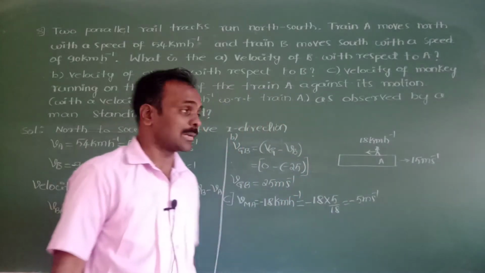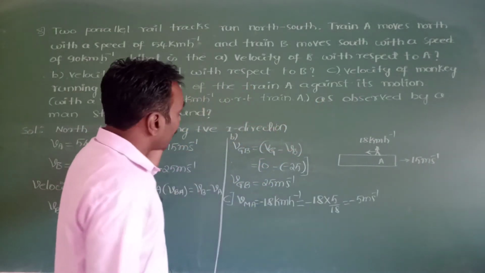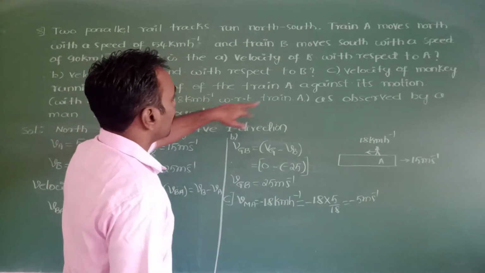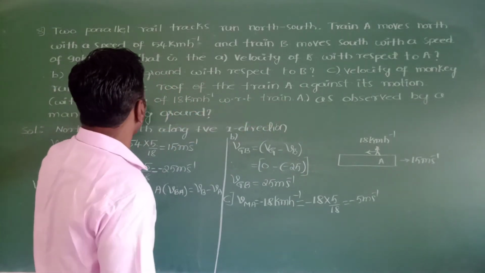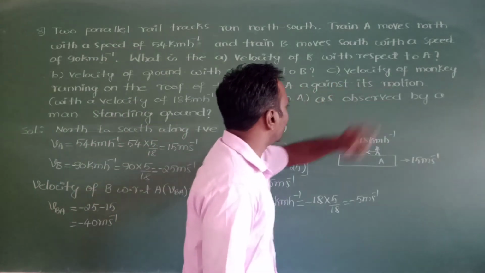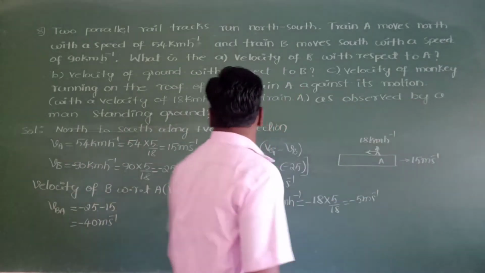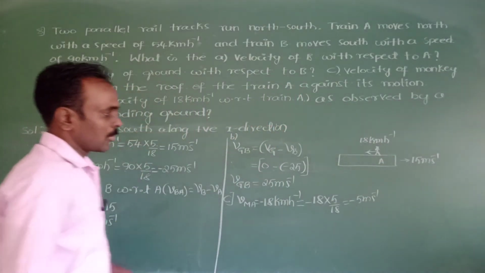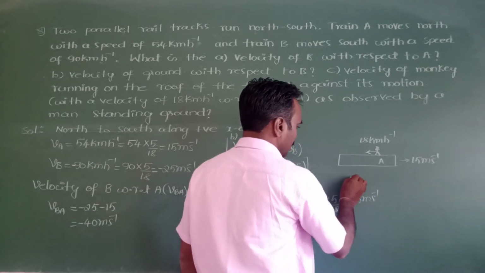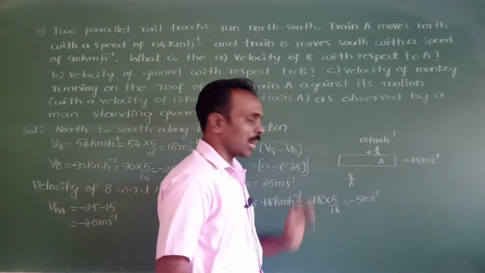Minus 5 meter per second. Next, what we have to calculate? Here we have to calculate the velocity of the monkey running on the roof of the train A, against its motion, as observed by a man standing on the ground. Here a person is standing, observing that monkey.